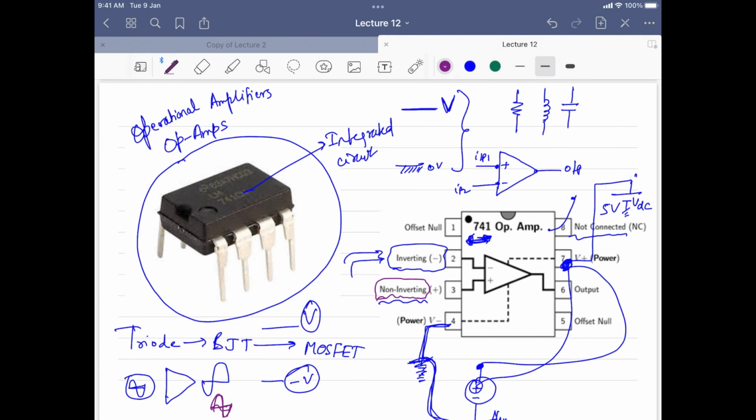Here, non-inverting means simply when you apply any input, the output will be in the same phase. And when you apply input at the inverting terminal, the output will be 180 degrees out of phase. That is the way. Sir, if we apply some sinusoidal voltage, then it will be 180 degrees in phase or out of phase? See, whatever phase you apply, we don't care. But whatever input you are giving, the output will be 180 degrees out of phase of that. Okay.